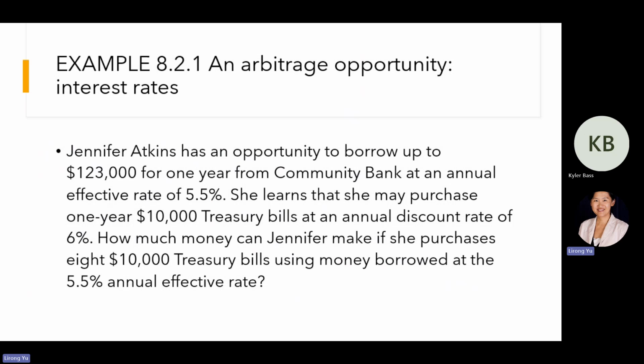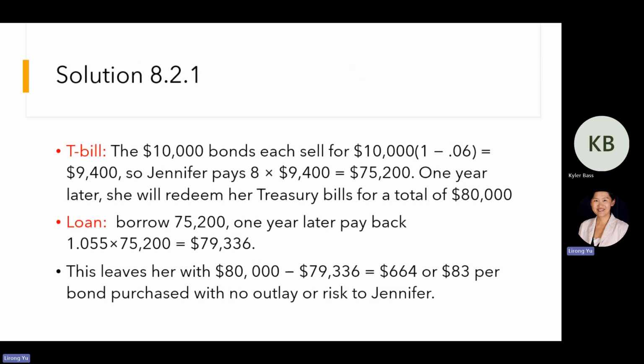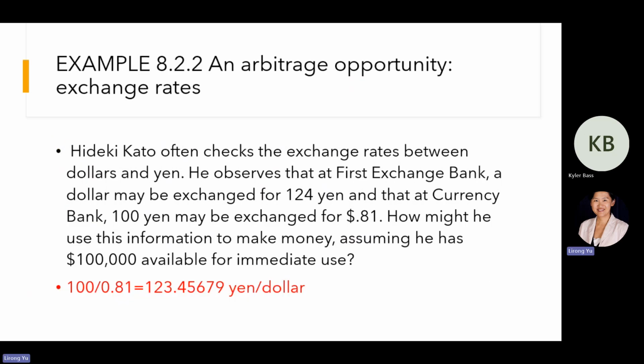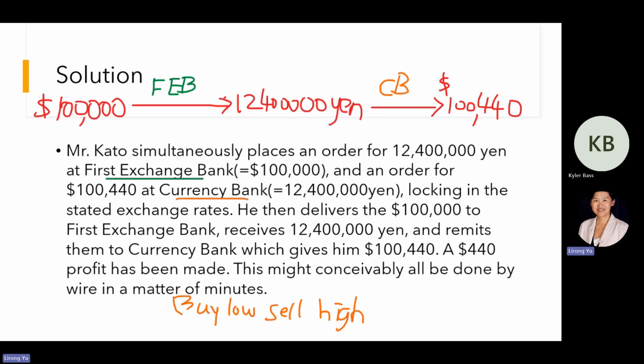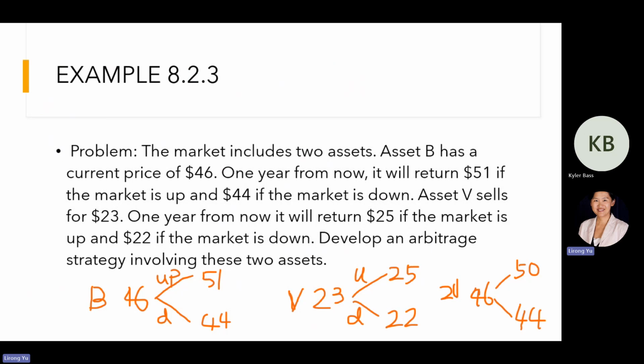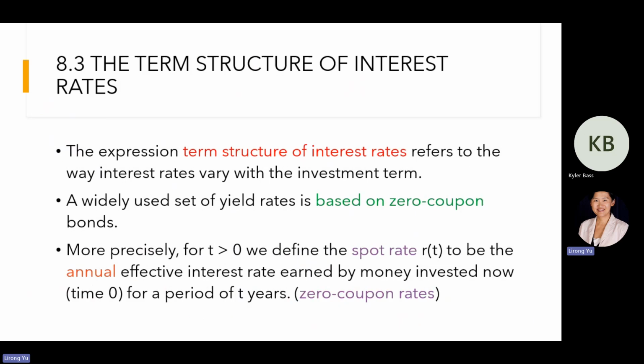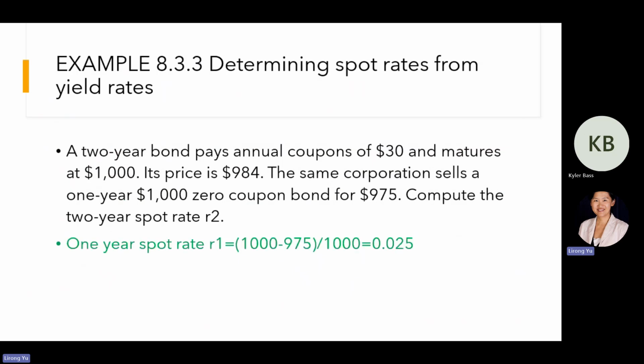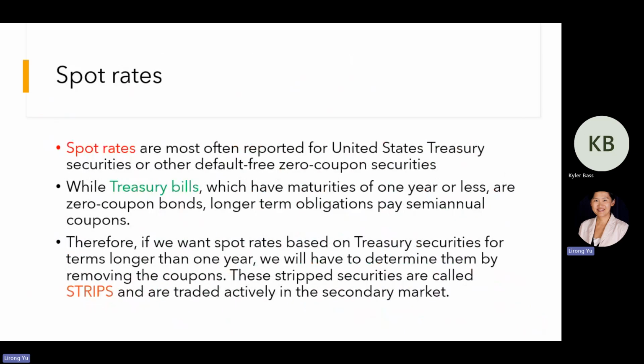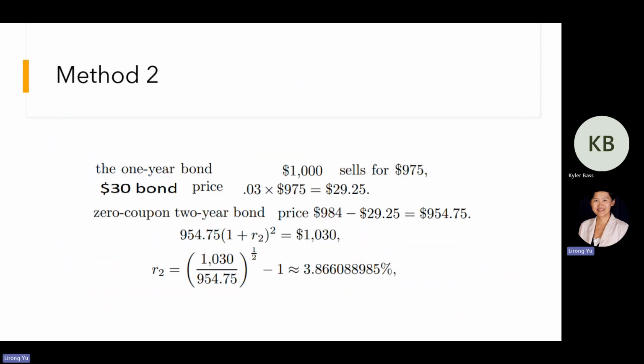In 8.2, we're talking about arbitrage, and there are a couple of scenarios: T-bill arbitrage, arbitrage with exchange rates, currency exchange, and arbitrage with other products. And then 8.3 talks about the term structure of interest rate. The main thing is the spot rate and how we determine the spot rate. How do we identify the spot rate when a coupon bond is offered? If we offer a coupon and identify the spot rate, there is a method.